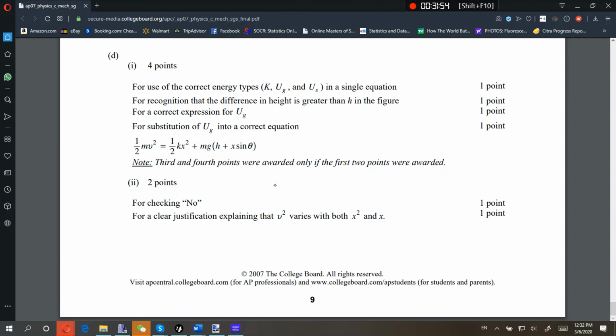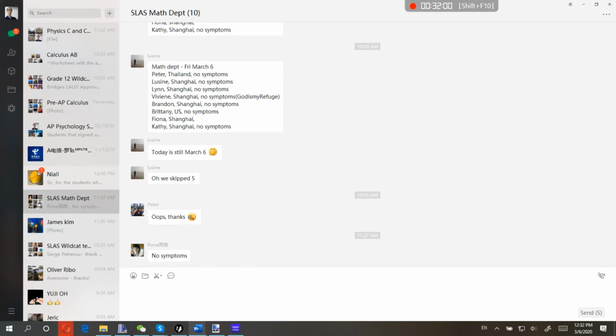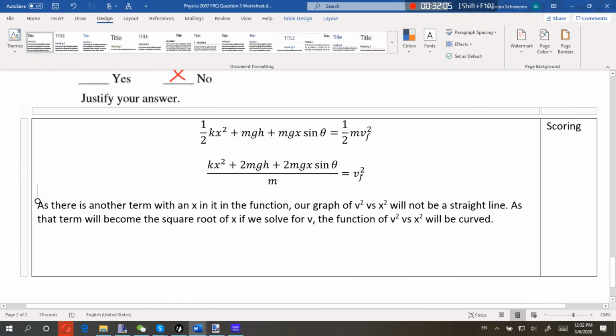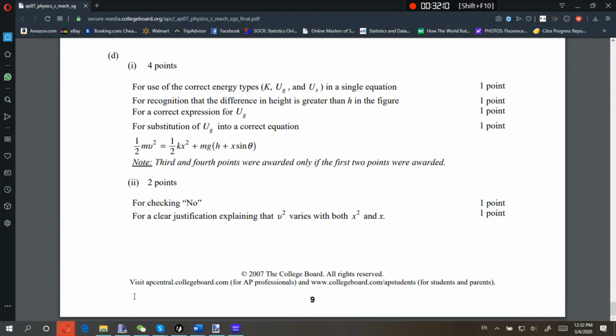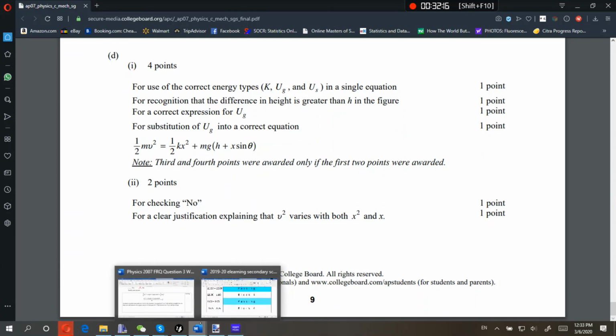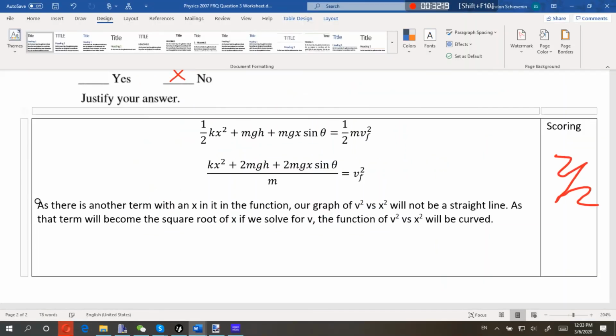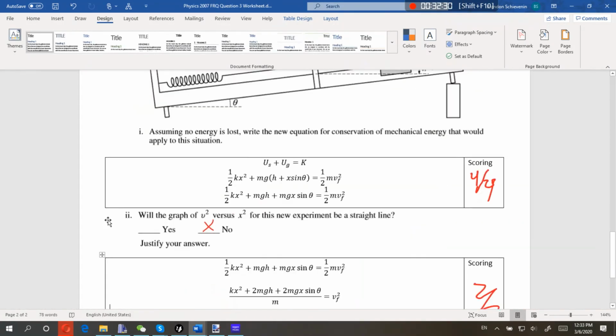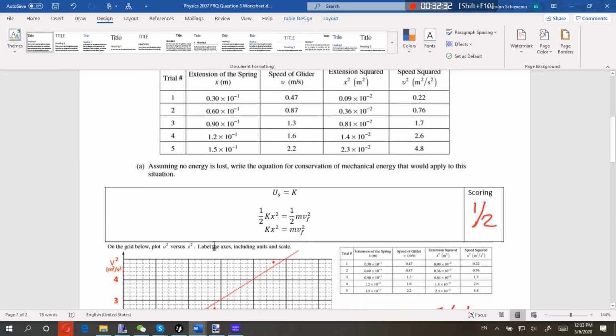Okay, and then we did check no, and we've got a justification that v squared varies with both x squared and x. Okay, I'm going to give that to us. So that's 2 out of 2. We did say that we have an extra x in there, and so it's going to vary with both. Okay, so I would give us 14 out of 15 points for that. The only point we missed was not writing out what k was in the very first step.